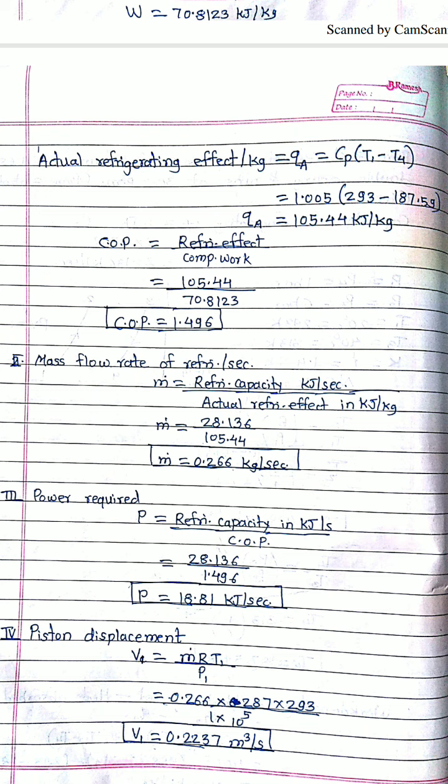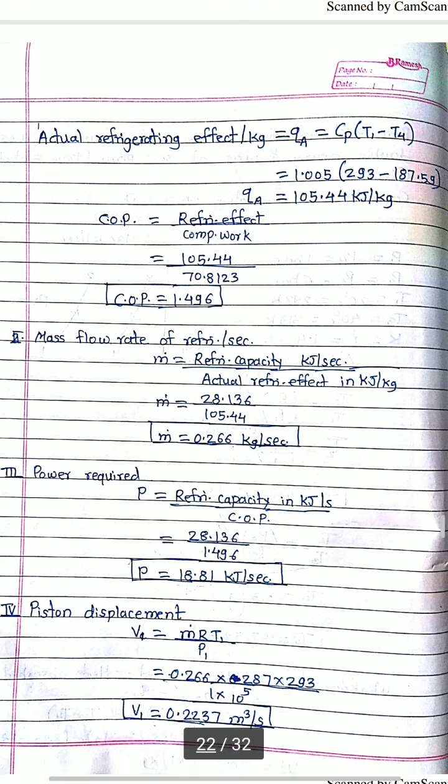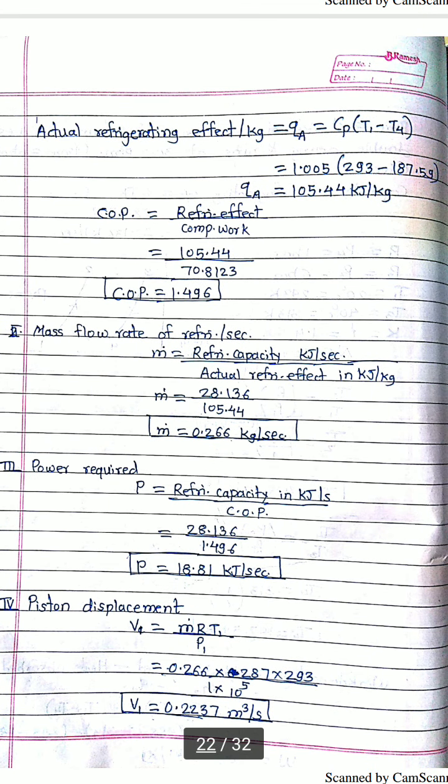Please note this formula to calculate the mass flow rate: capacity of refrigeration system divided by actual refrigeration effect. So two things that we have calculated. Next we have to calculate the power required. As COP is known, COP is the ratio of refrigeration effect divided by work input or power required.